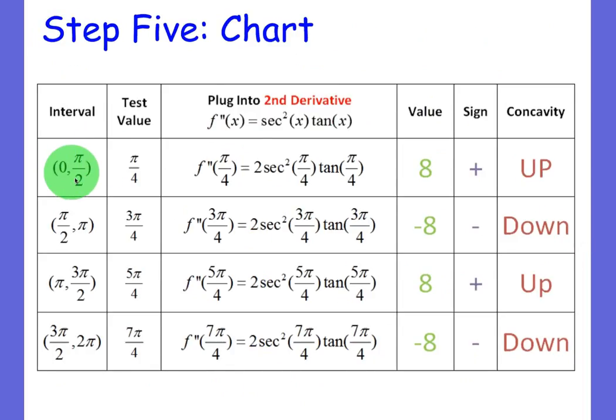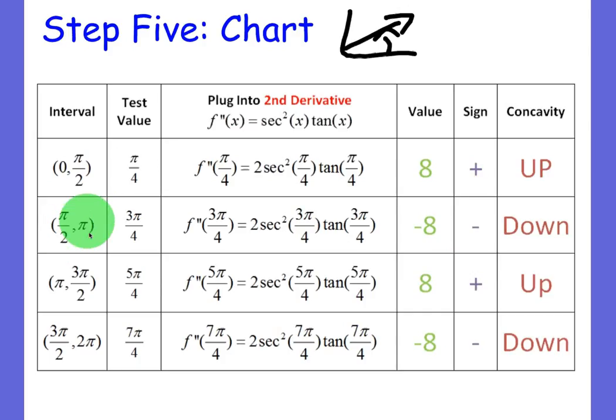So our first interval is 0 to pi over 2, second one's pi over 2 to pi, third is pi to 3 pi over 2, finally we have 3 pi over 2 to 2 pi. First test value would be an angle between 0 and pi over 2. We're going to do pi over 4. Just to let you know, it would look like this angle right here.